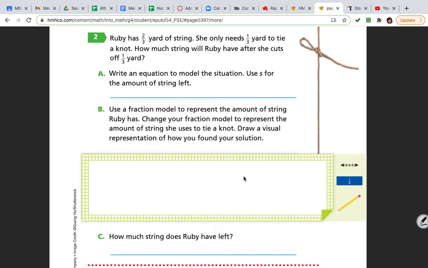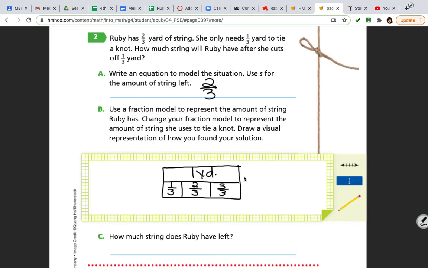So let's draw a model. We're going to start with 1 whole, and it's still in yards. We have 1 yard up top, and we're counting by thirds. So this one's pretty easy. That's not perfect, but we have 1/3, 2/3, and 3/3. Alright, write an equation to model the situation. Use S for the amount of string left. Well, she has 2/3. So 2/3 take away 1/3 equals how many thirds? She should have 1/3 yard left.